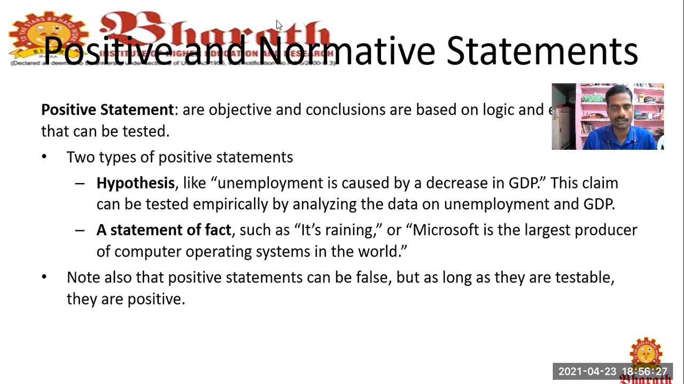If you read well, then you will lead a happy life in the future. So we can't say that there is a direct relationship between education as well as happiness or earning more money. In positive statement, we should test. Unemployment is caused by a decrease in GDP. Yes, we can test, empirically analyzing the data on unemployment and GDP. Statements of facts such as it is raining or Microsoft is the largest producer of computer operating systems in the world.